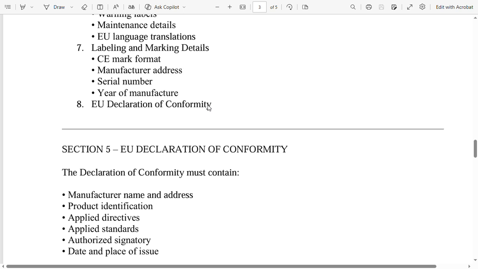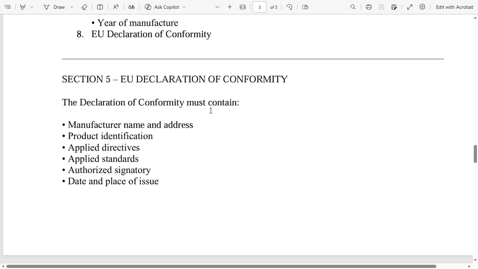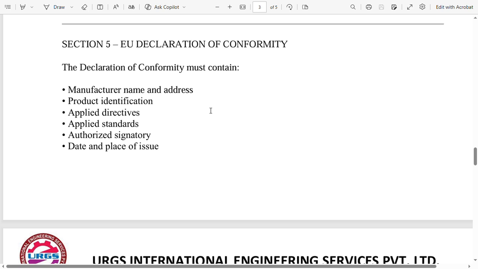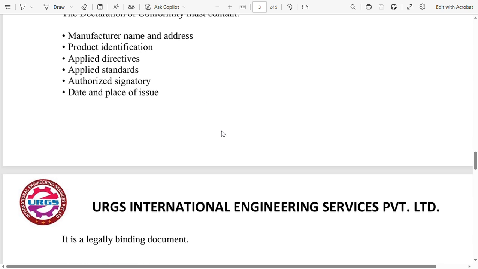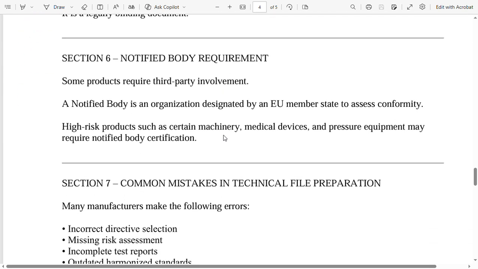Then eighth is EU Declaration of Conformity. The Declaration of Conformity must contain manufacturer name and address, product identification, applied directives, applied standards, authorized signatory, date and place of issue. It is a legally binding document.